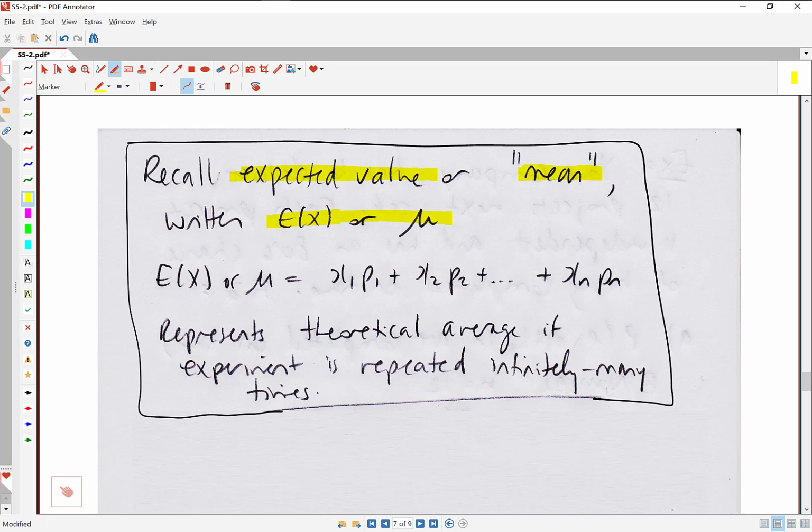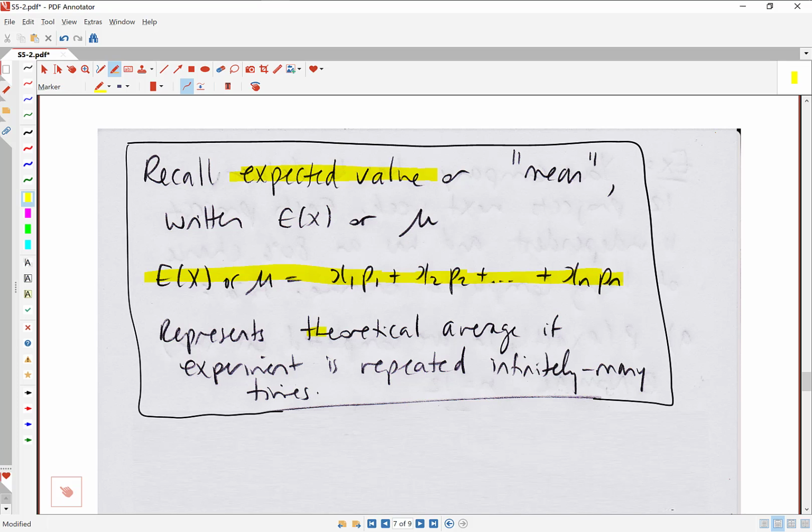Let's remember from our previous section how we actually calculate expected value. We take each x value, multiply it by the associated probability, and then add up all those terms. In our previous video, we were just calling that E of x. We've now introduced this shorter notation saying you can call that E of x or you can call that mu, either way. And we talked in our previous video about what that represents.